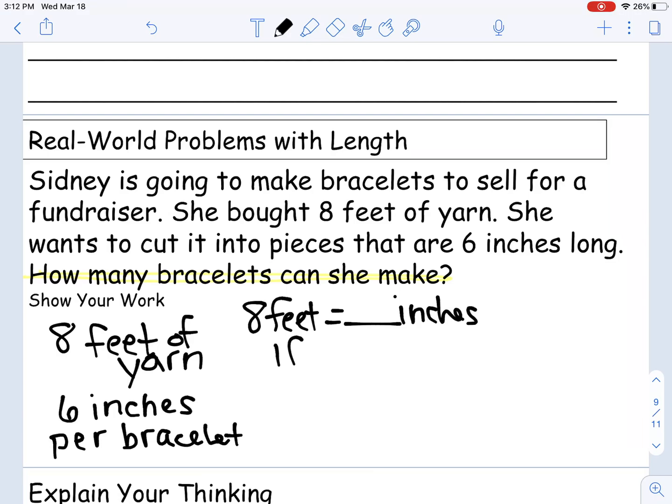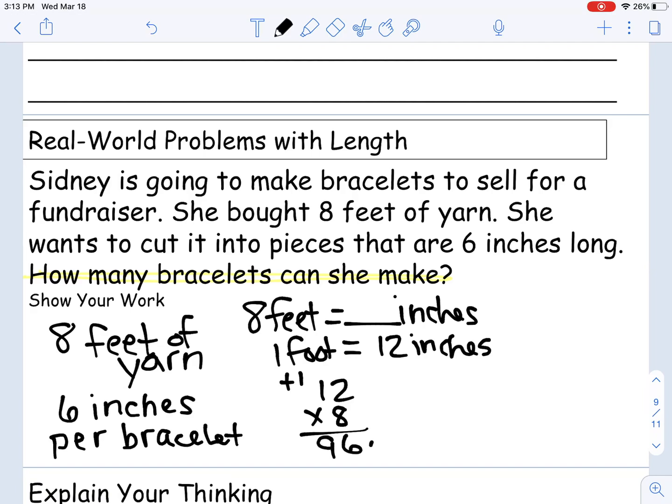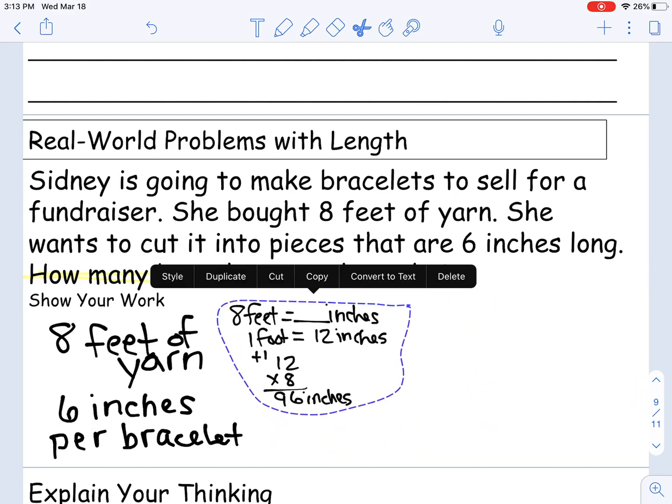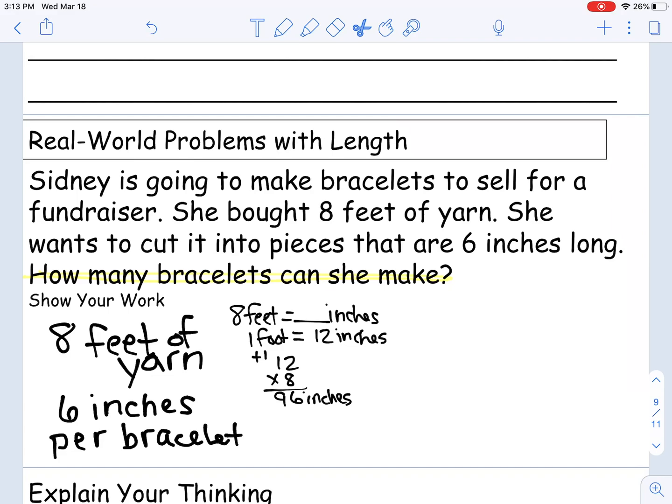And I know 1 foot is 12 inches. There's my conversion. And we're going feet to inches. So feet are bigger than inches, so I'm actually going to multiply 12 times 8. 8 times 2 is 16, carry my 1. 8 times 1 is 8, plus 1 is 9. So she has 96 inches of yarn. I'm going to shrink this down a little bit so I have a little more workspace. So I know she has 96 inches.